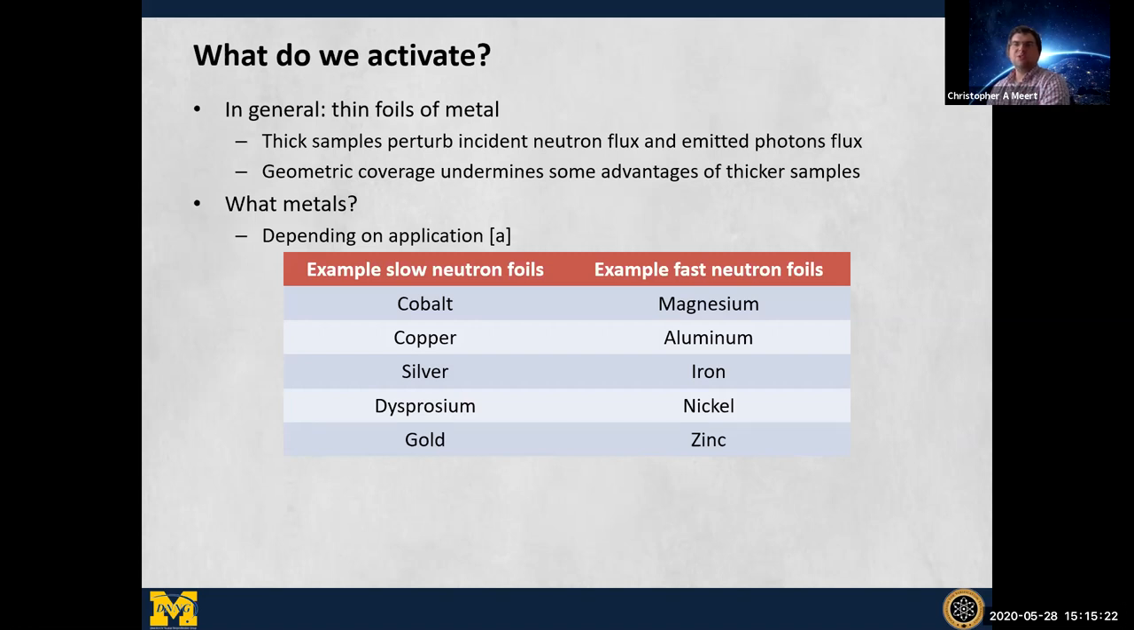With a very thick foil, you may not be using much of the volume, especially if you have a large cross section. You're also trying to detect those emitted photons, so if you have a thick metal sample, you have to deal with self-attenuation of those photons. And the metals you use will depend on your application. A lot of these materials are listed in the NOAA radiation textbook. For slow neutrons, you can see relatively common materials: cobalt, copper, silver, there's even gold. And for fast neutrons, you would look at materials like magnesium, aluminum, quite common, iron, nickel, and zinc.